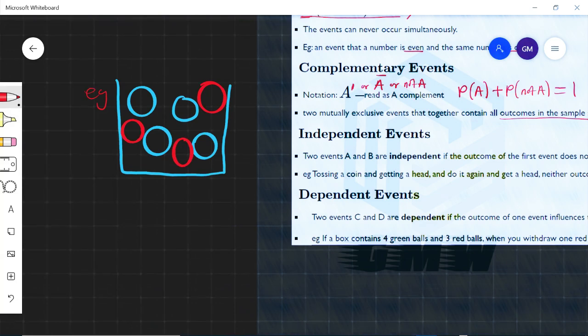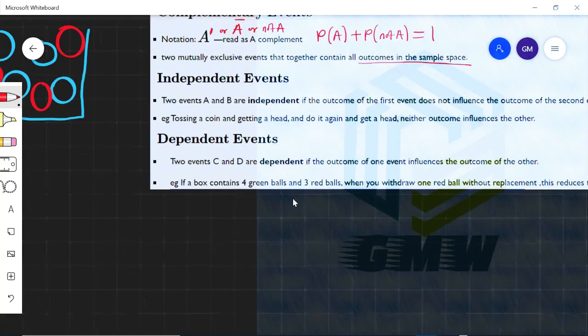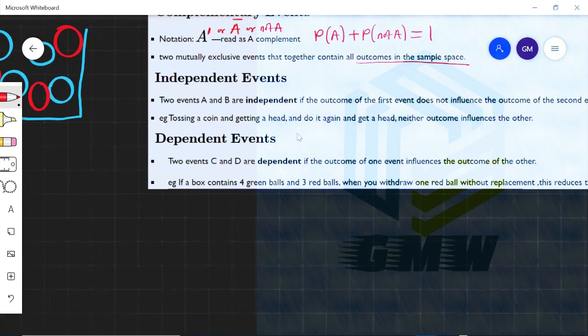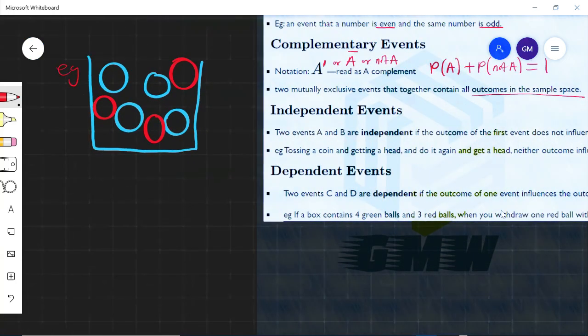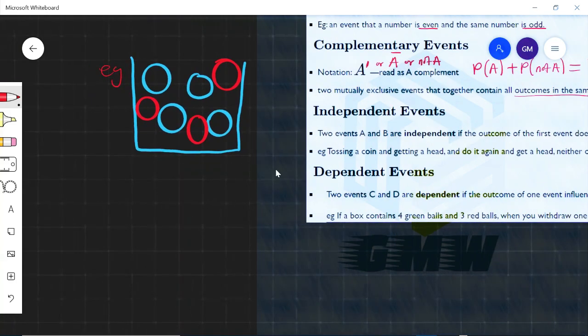Now, if you look at the example I gave here, it says tossing a coin and getting a head and doing it again and getting a head, neither outcome influences the other. When you toss a coin and get a head the first time, right? If you go and toss the coin for the second time, it does not affect the outcome of the second time, okay?